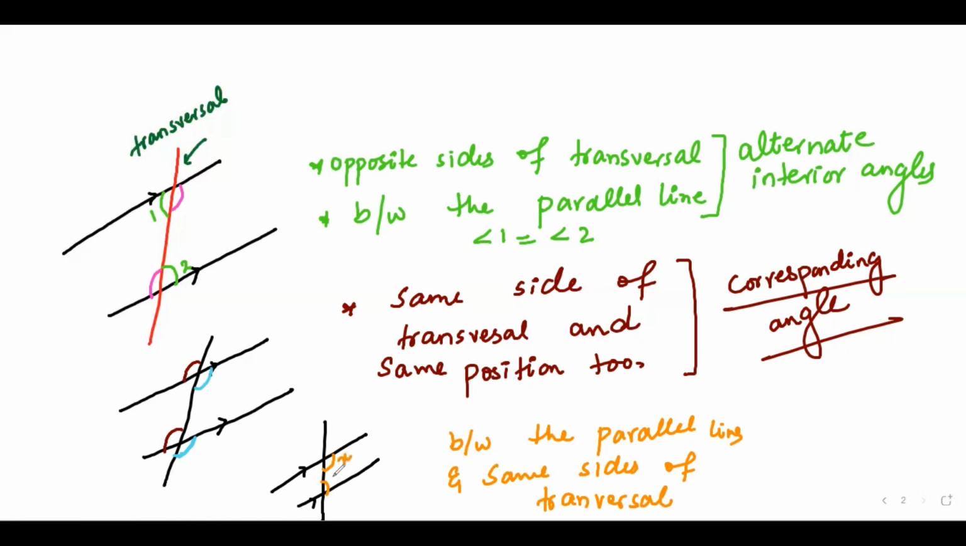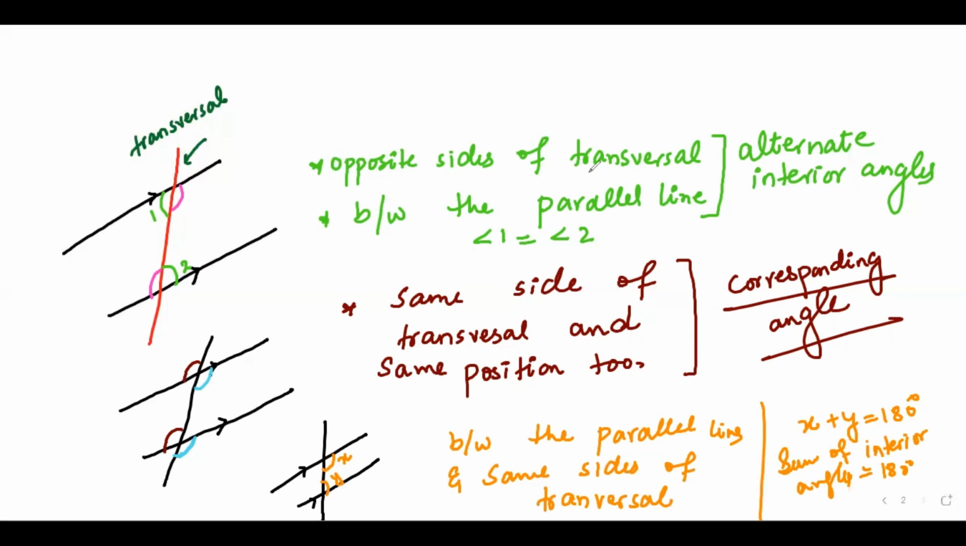Whether it is angle X or angle Y, when you add them, X plus Y is equal to 180 degrees. So we write that the sum of interior angles is equal to 180 degrees.